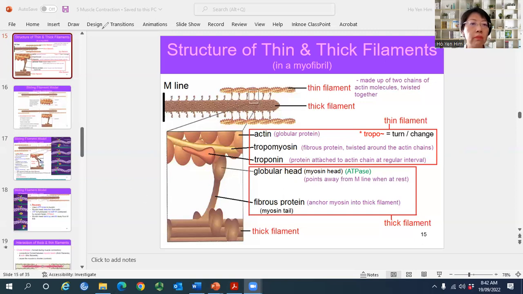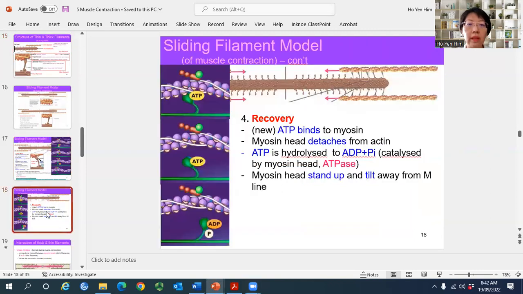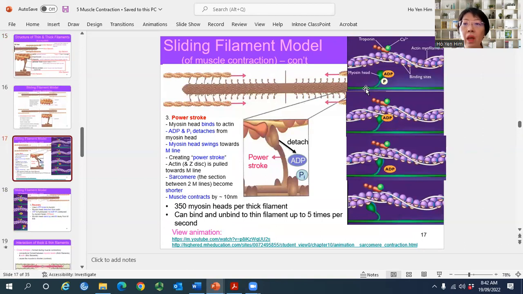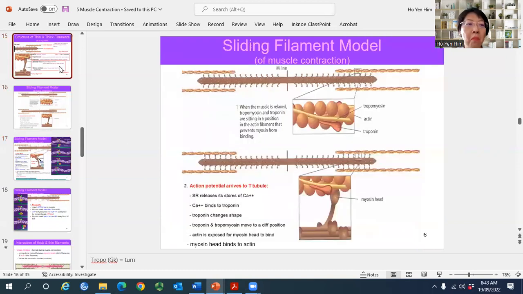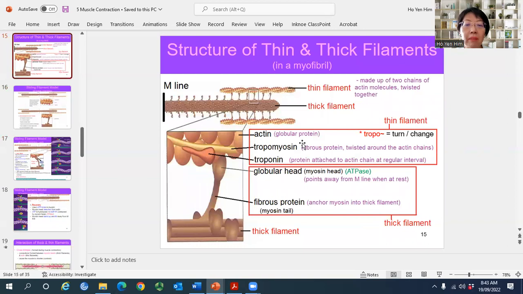So therefore, let's look at this one. Okay, here. So step one, the calcium will come to attach to troponin. Sorry, I misspoke, it will attach to troponin.